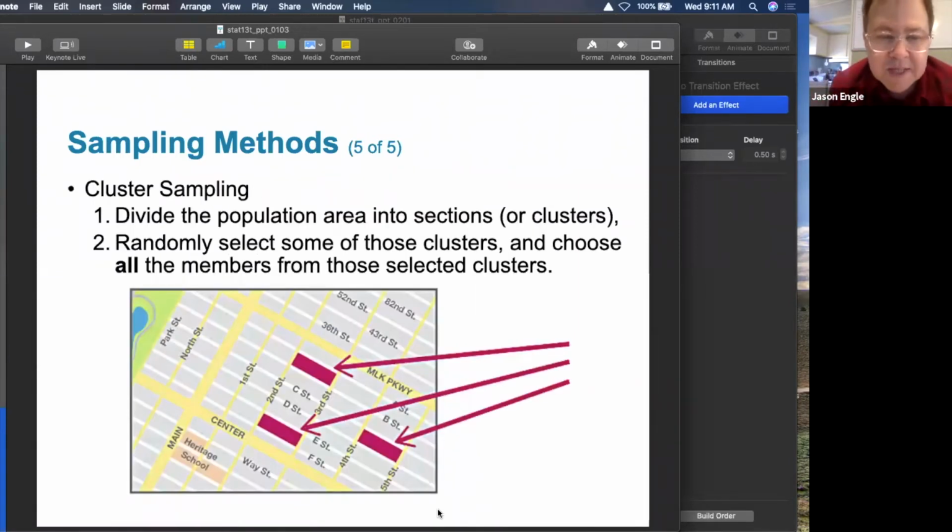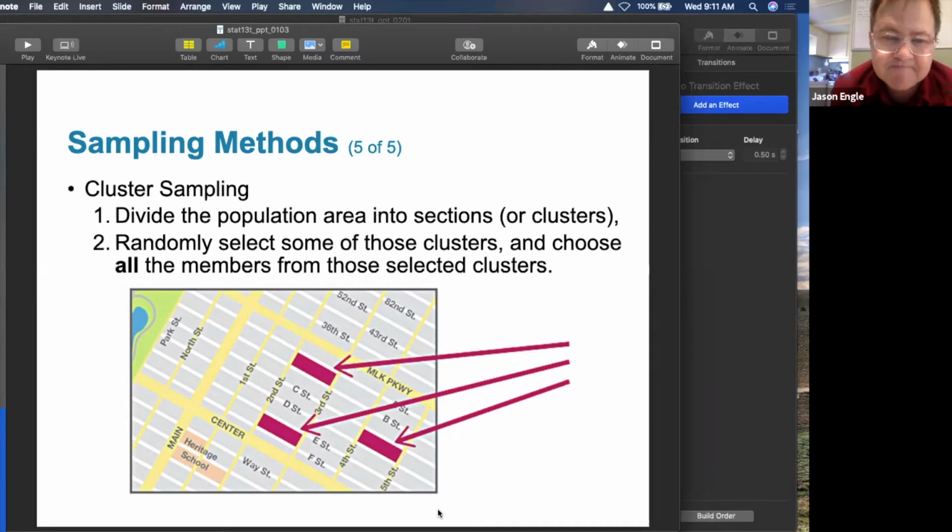So cluster sampling. The example that you see illustrated is basically all the people in a city, and 3 of these blocks are highlighted in pink. So you divide the population area into sections or clusters. In this graphic, the clusters are blocks. And what I do is I randomly select some of those clusters and choose all, the key word is all, the members from those selected clusters.